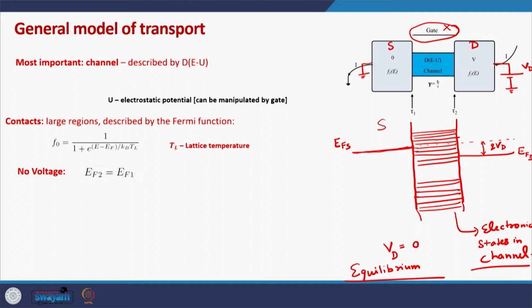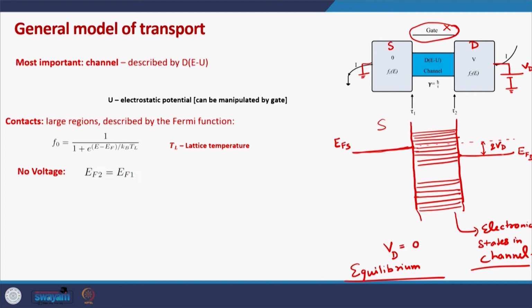Since the contact is large, even if some electrons hop or jump from the source into the channel, it does not create any difference for the source contact. So, it will try to bring the channel in equilibrium with itself. Similarly, the drain contact will also try to bring the channel in equilibrium with itself. And what does that mean?